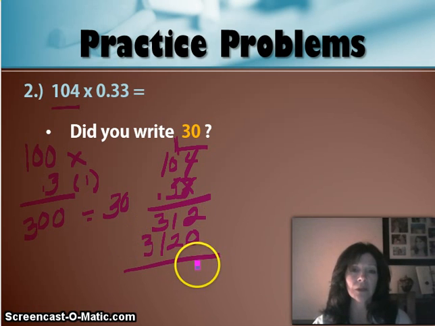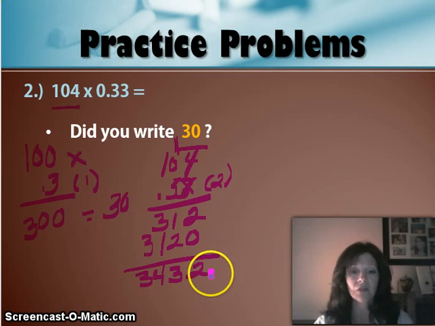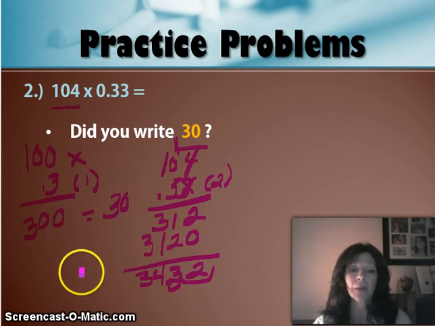2 plus 0 is 2. 2 plus 1 is 3. 3 plus 1 is 4. And 3 plus nothing is 3. There are 2 numbers to the right of my decimal point. So in my answer, starting on the far right, I'm going to go 1, 2 places to the left. And my answer is 34 and 32 hundredths.